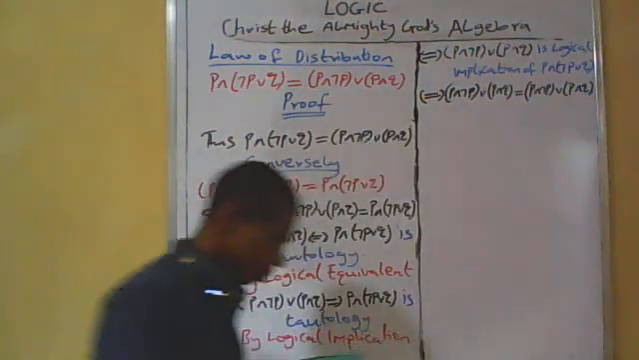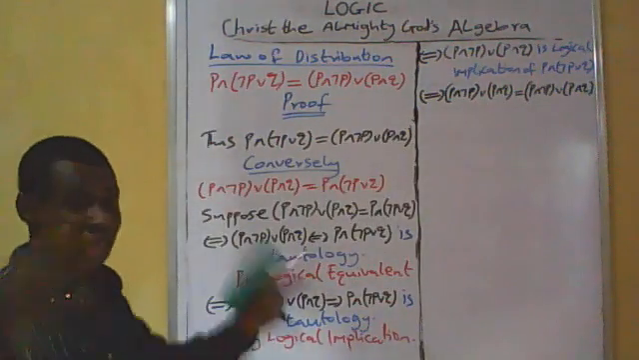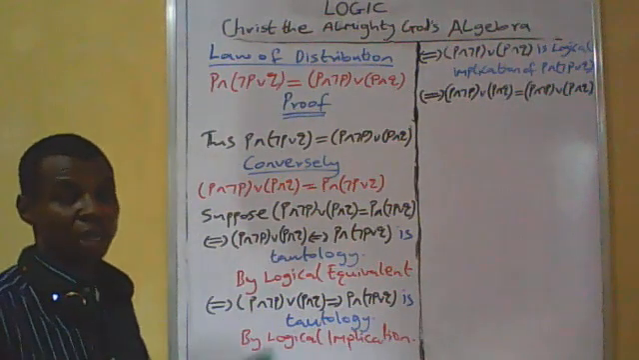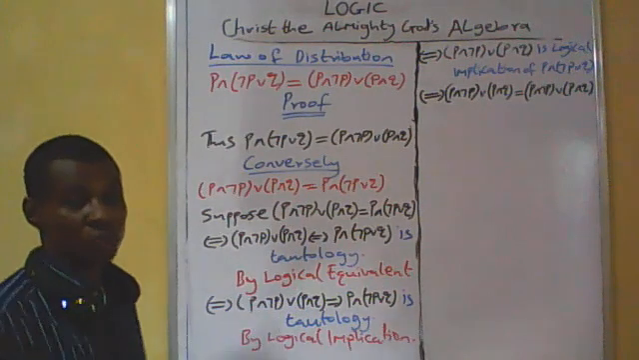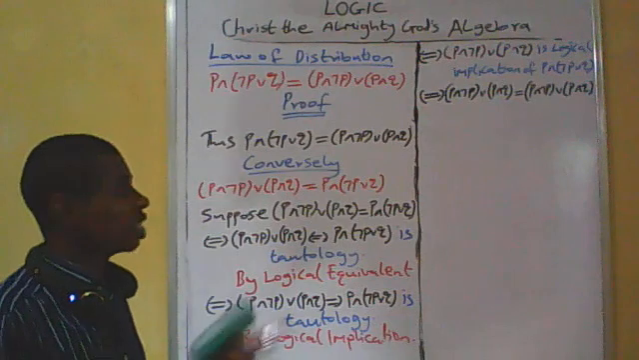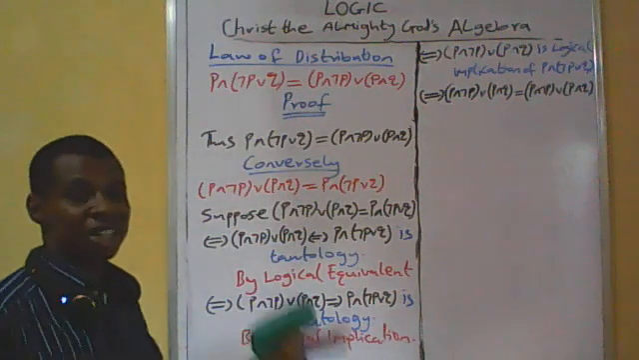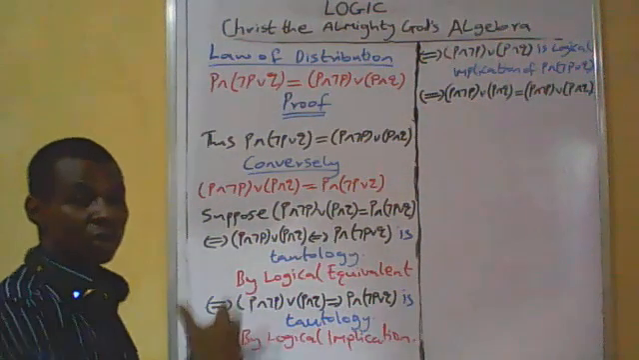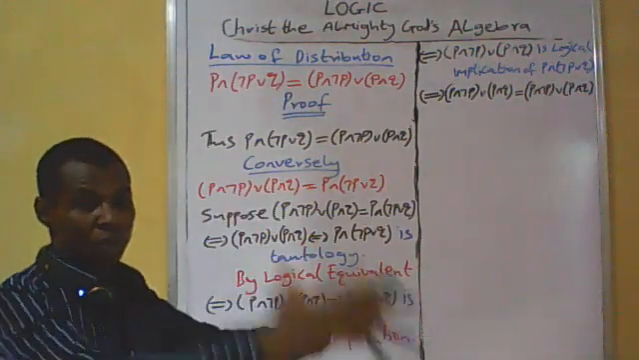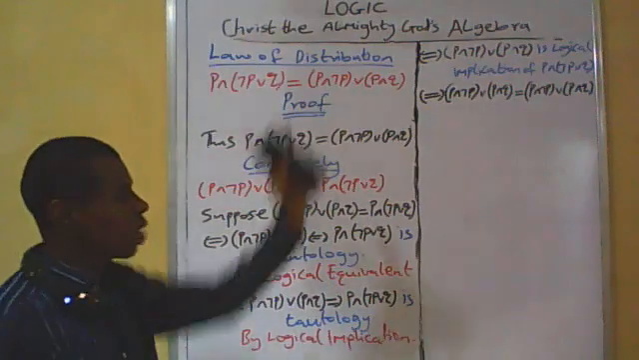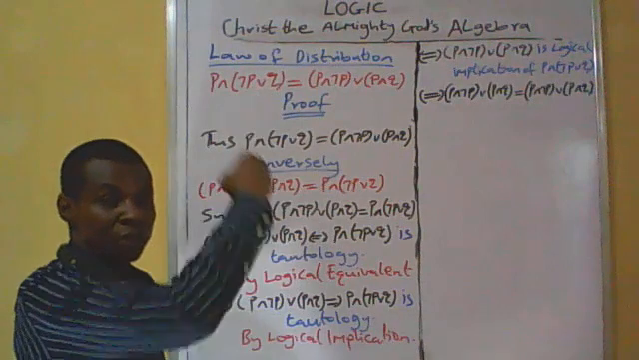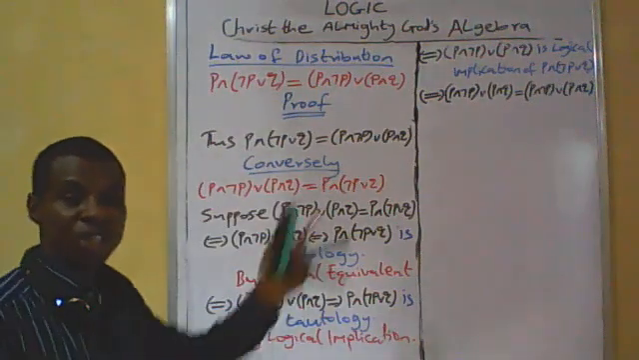That means the logical implication is equal to itself. It is true that logical implication is equal to itself because they are logically equivalent, in the sense that whenever the left hand side of logical implication is true, the right side is also true. In the same vein, whenever the right side of logical implication is false, the left side is also false. We say that it is logically equivalent.